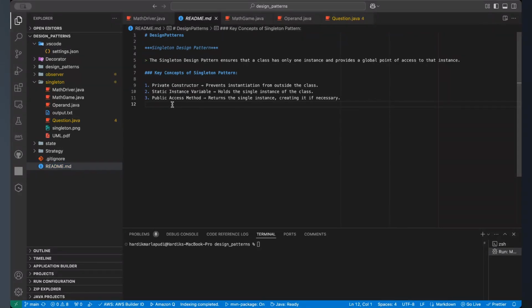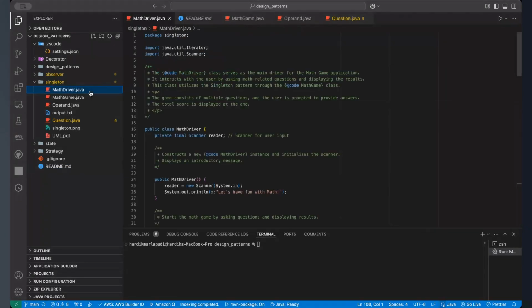Number 1, private constructor, which prevents instantiation from outside the class. Number 2, static instance variable, which holds the single instance of the class. And number 3, the public access method, which returns the single instance, creating it if necessary.